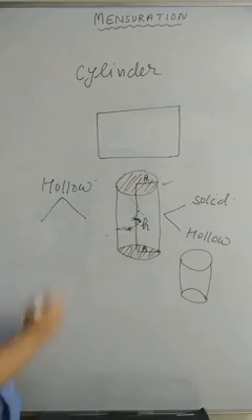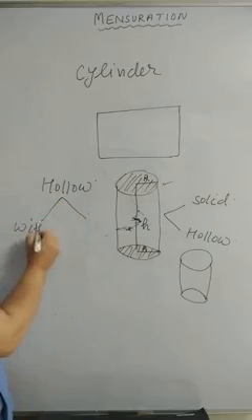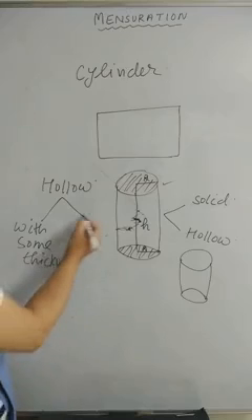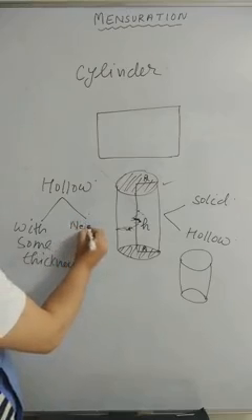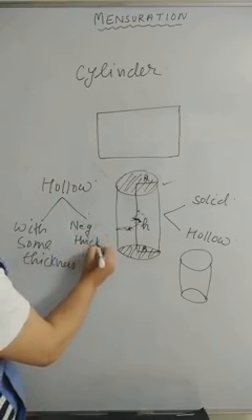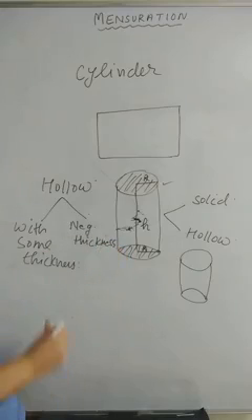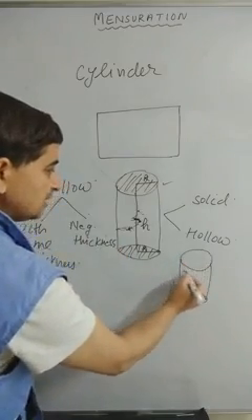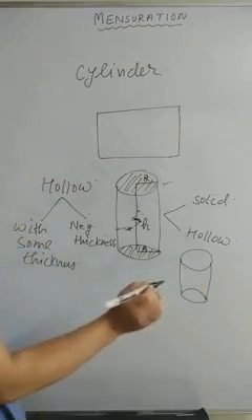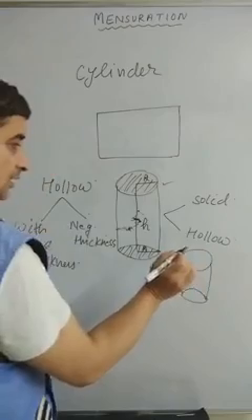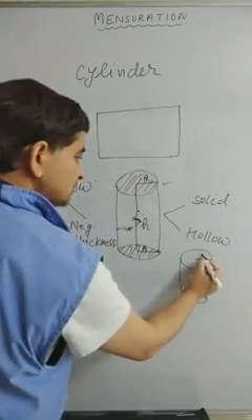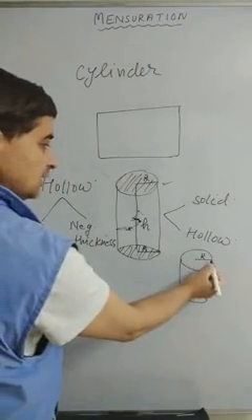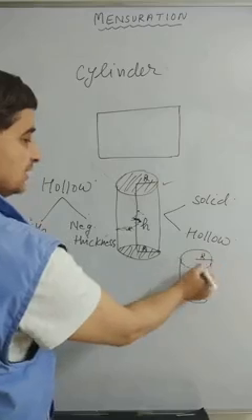So this hollow cylinder again can be of two types: one with some thickness, and the other with negligible thickness. Negligible thickness means, suppose this is a cylinder, the thickness of the material it is made of is very thin. What we assume is that whatever its radius is from inside, the same radius will be from outside also. So internal radius and external radius are the same.